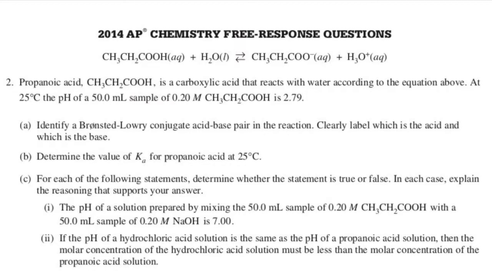CH3CH2COOH, is a carboxylic acid that reacts with water according to the equation that we just went over. At 25 degrees Celsius, the pH of that sample, which is 0.2 molar, is 2.79. For part A, they want you to identify a Bronsted-Lowry conjugate acid-base pair in the reaction and clearly label which is the acid and which is the base. In part B, they want you to determine the Ka value for the propanoic acid at 25 degrees Celsius.